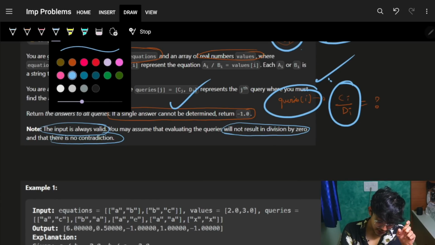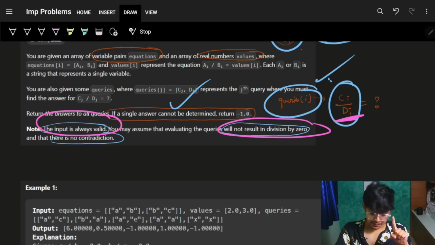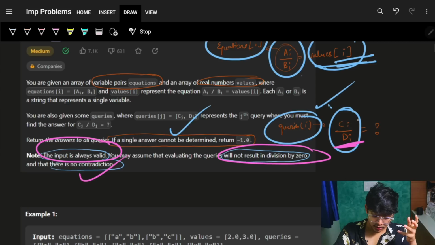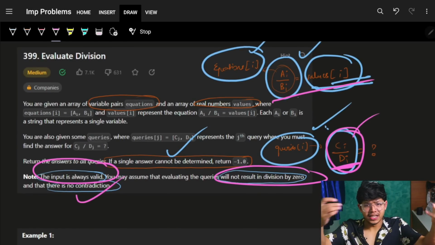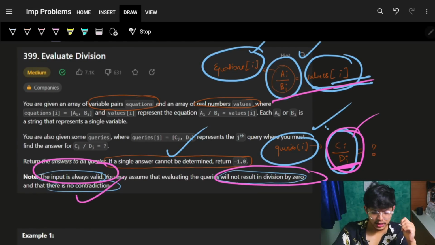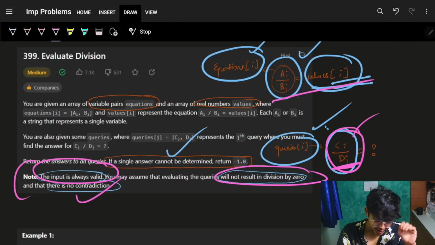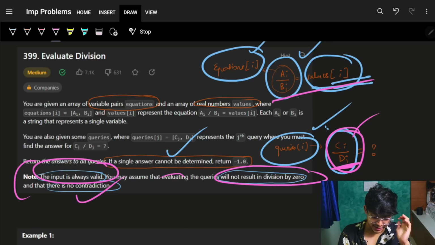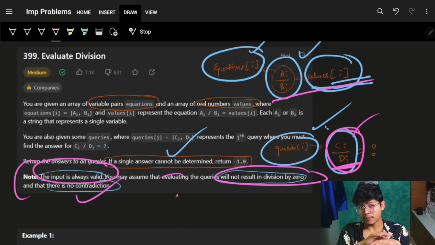Boundary conditions: the answer is always valid, the base will never be zero, and there is no contradiction at all, which means you can't get two different values from different AI upon BIs. Please note this point, it is very important, because when I initially read this question I didn't read this point, and I was thinking about what if this happened. So we don't have to think about all that.